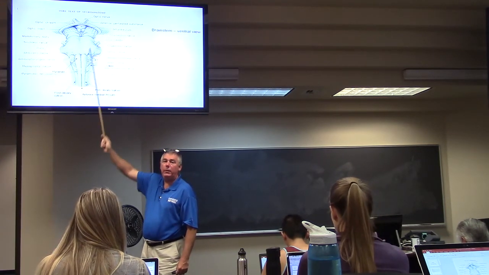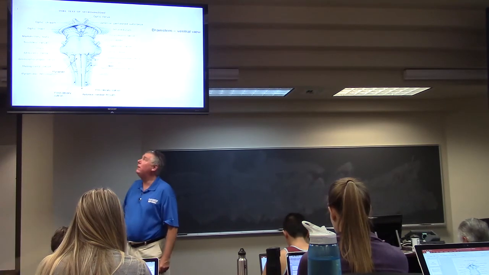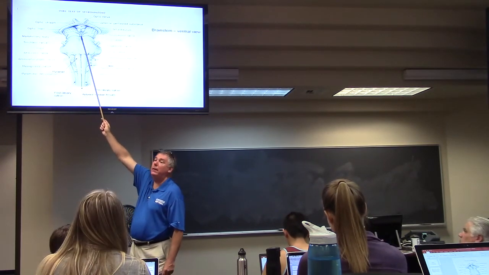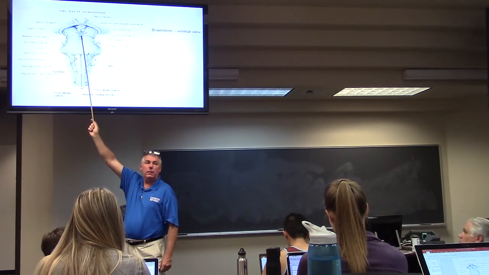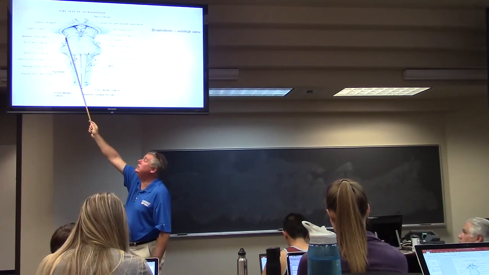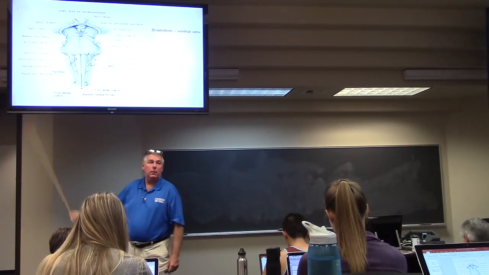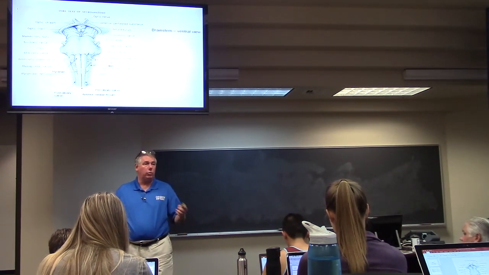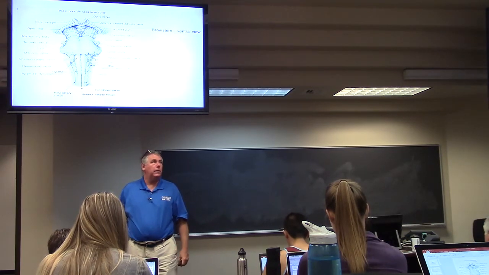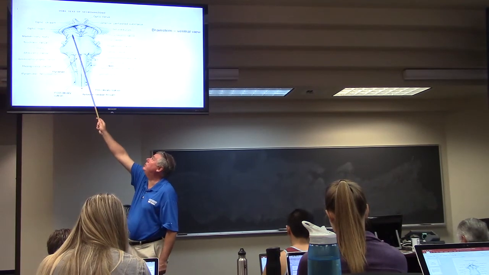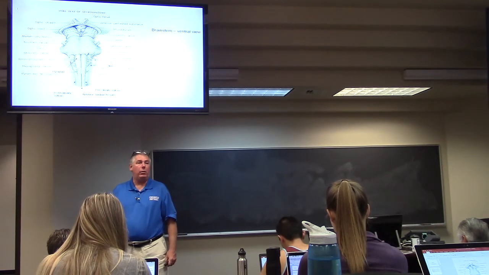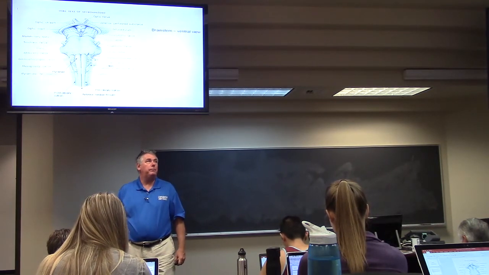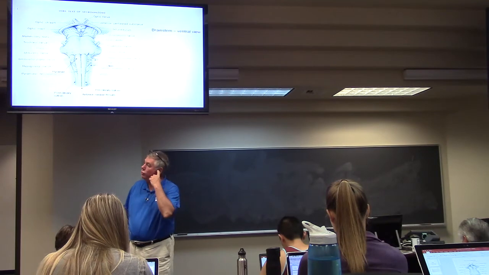Moving cranially to the pontomesencephalic junction. Right here in the midline, you see cranial nerve 3. Laterally, you're going to see cranial nerve 4. That's the only cranial nerve that comes from the dorsal aspect of the brainstem. You see these two large structures here in the mesencephalon called the cerebral peduncles. They're also called the crus cerebri.